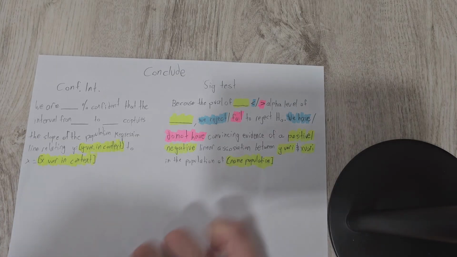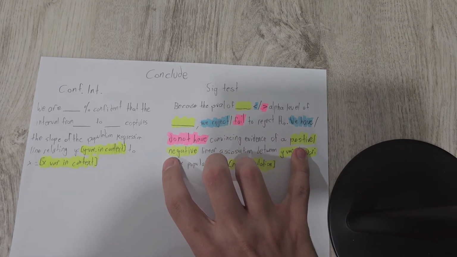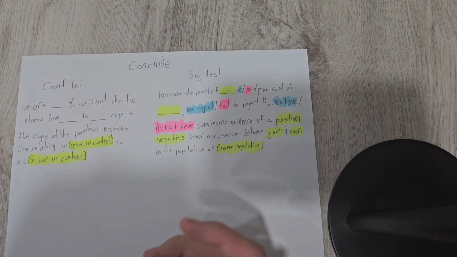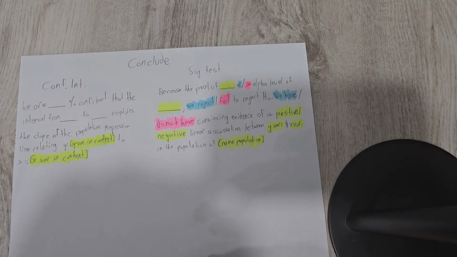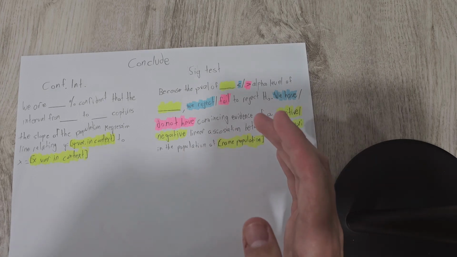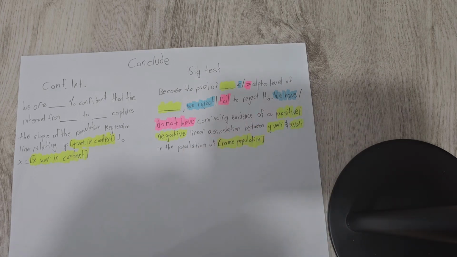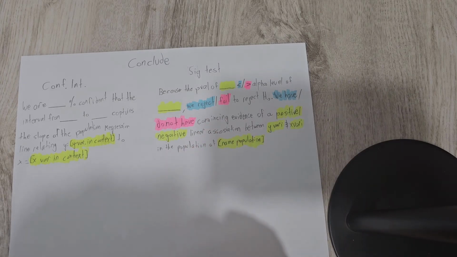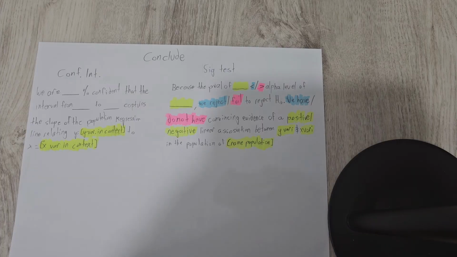You will know from your alternative hypothesis whether it is a positive or negative linear association. So if I had b is greater than 0, then I would have convincing evidence of a positive linear association. But if I had b is less than 0, then I would have a negative linear association. Now let's say it's not equal to 0. We just have no clue. Then we'd say we have convincing evidence of a linear association.